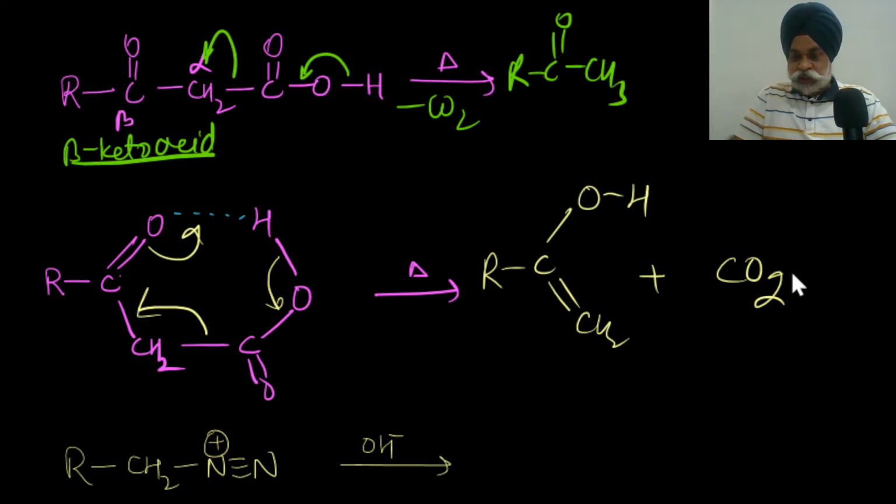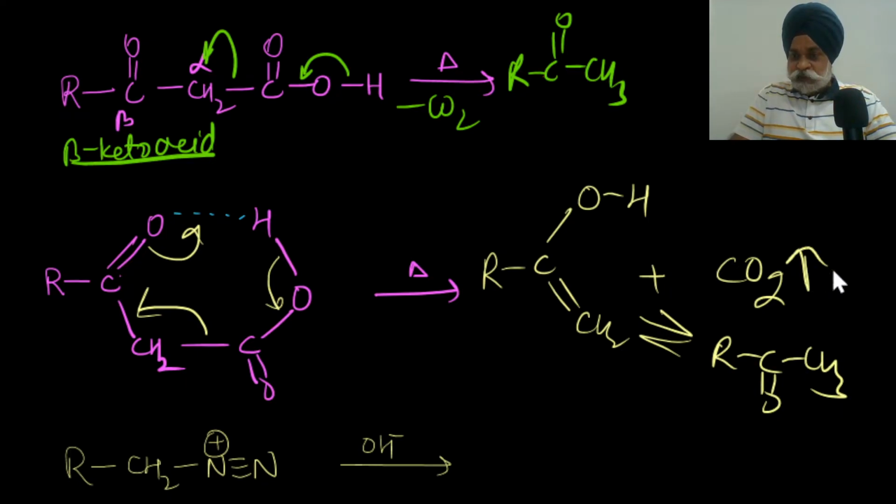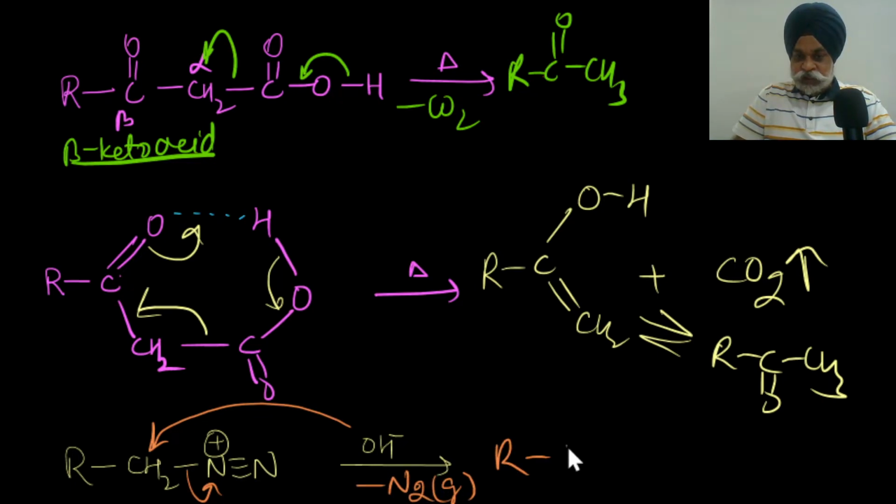This CO2 molecule goes out of the system and then it tautomerizes to give you ketone. So we will be saying this is our leaving group. And similarly, if an aliphatic diazonium salt is heated with OH negative, nitrogen goes out as a gas as a leaving group. So this is also a very good starting material for making different compounds, because those reactions in which the leaving group is a gas are also very favorable.